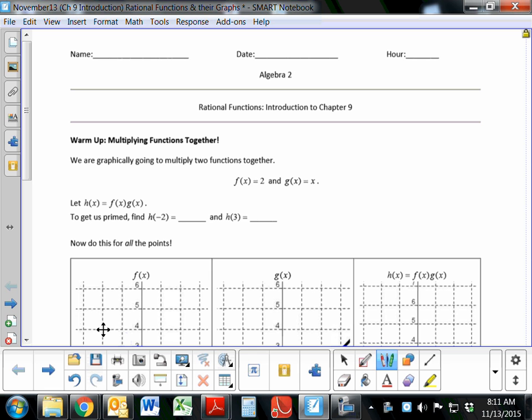All right, this morning we are going to do some exploring. You put your name on it. We're going to do some exploring today with investigating rational functions as our ultimate goal.